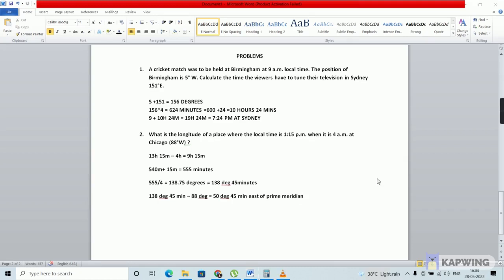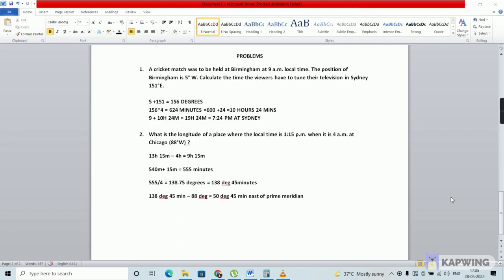right? So the reason for subtracting this 88 degrees from this total value of 138 degrees and 45 minutes is that since this value is towards the west of the prime meridian, we have to first subtract it, as we are trying to find out the location of this particular place only with respect to the GMT. It is important that we have to subtract this value so that you will be getting to know how far this particular place is from the GMT. So I hope you have understood the concept clearly here.